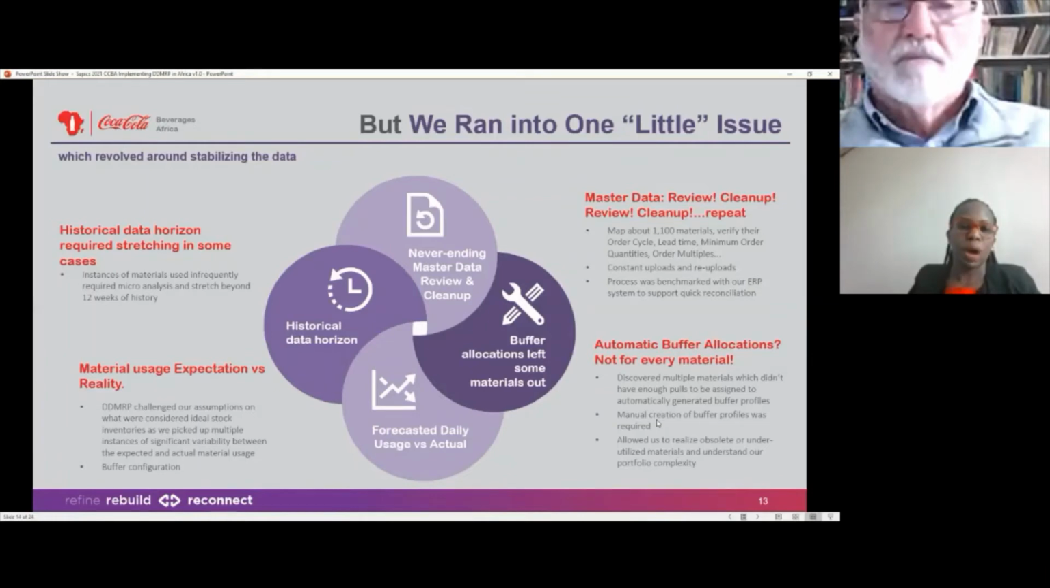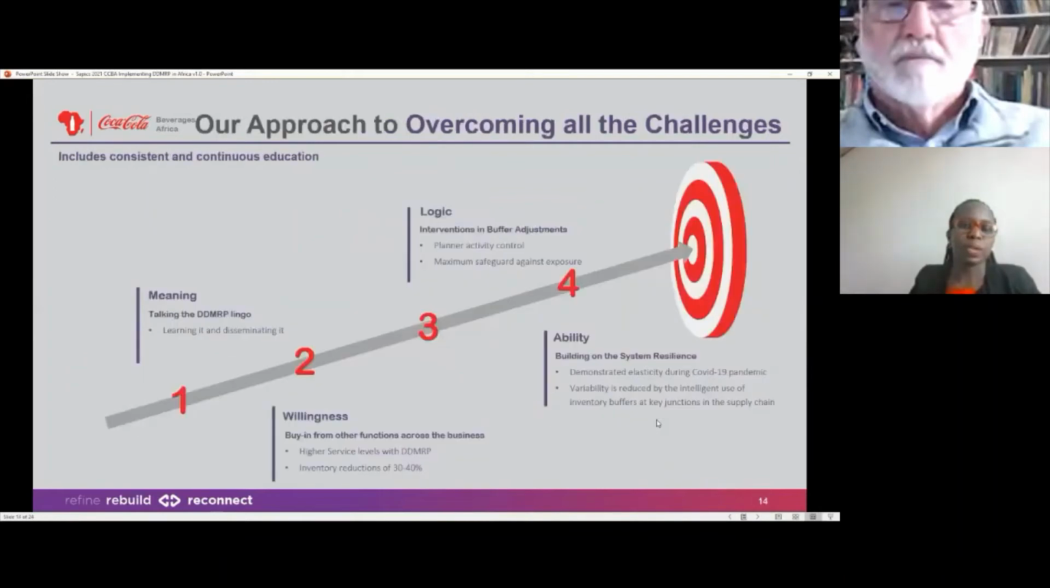So, moving on to how we overcame these challenges. We mapped these to consistent and continuous education. One was talking the DDMRP lingo, understanding the vocabulary involved, learning it, disseminating it, and being able to cascade it to the wider team, because we have the short flow team that supports the manufacturing, and also the distribution team that supports the distribution of these products across these plants.